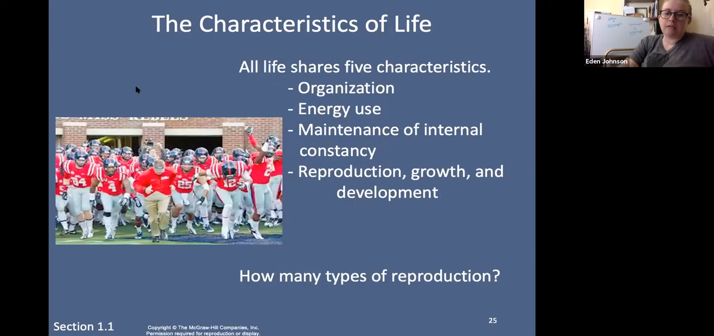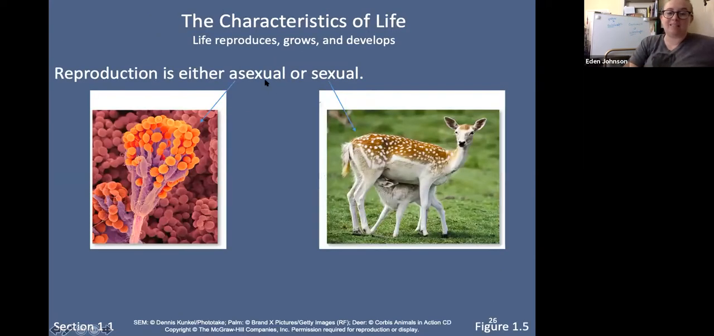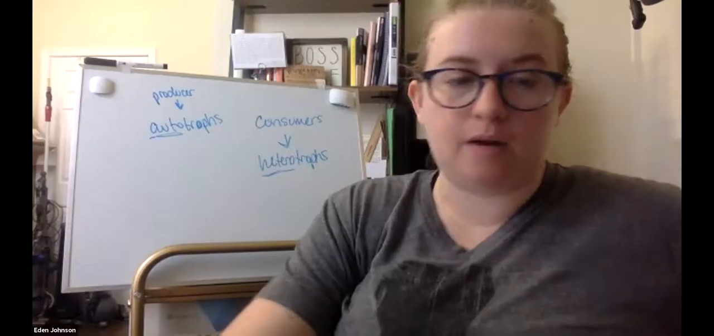All right, that was maintaining internal constancy. Then you have reproduction, growth, and development. This will be the last one until I stop this and start another one, and we'll talk about evolution. So you have reproduction, growth, and development. How many types of reproduction are there? You have 2 different types of reproduction. You have reproduction that is either asexual reproduction or sexual reproduction, okay? Sexual or asexual.